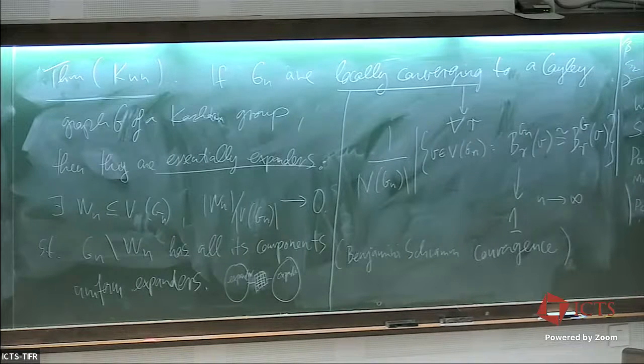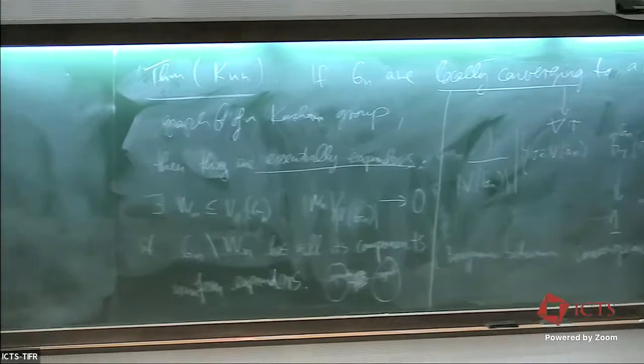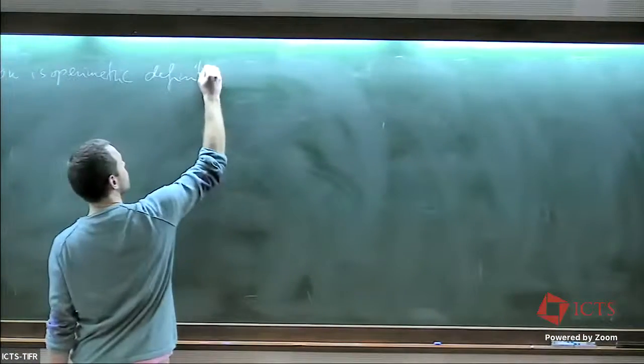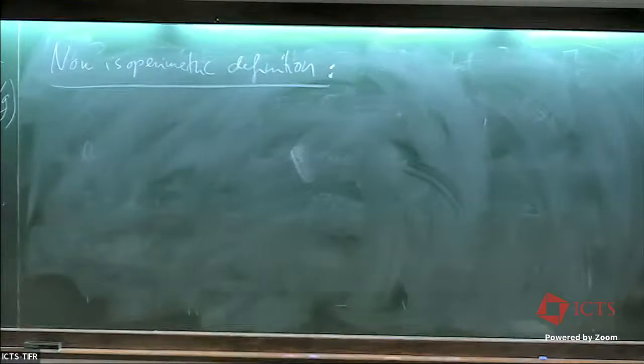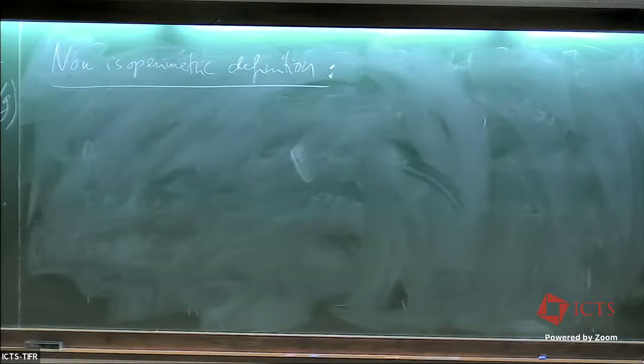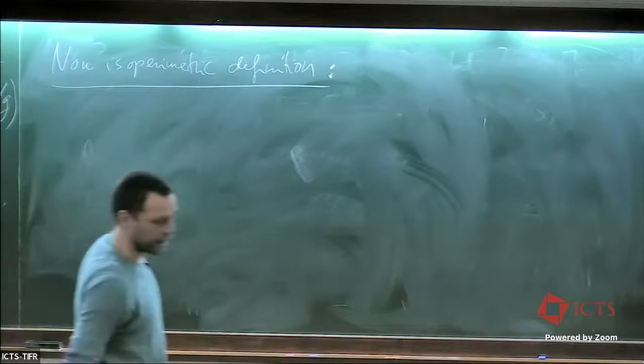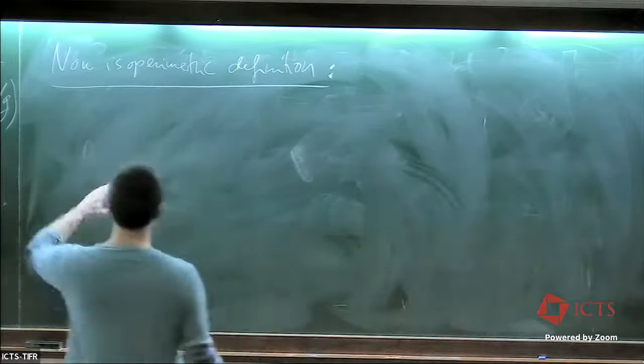Okay. So that's it for expanders. That was the spectral definition. Now I want also an isoperimetric definition. So this was a spectral one. It's about a spectral gap, it's an L2 thing. For an expander, we had two definitions. One is the spectral gap, and the other one is the isoperimetric: you cannot cut it. So what is the analog of that for an infinite group?